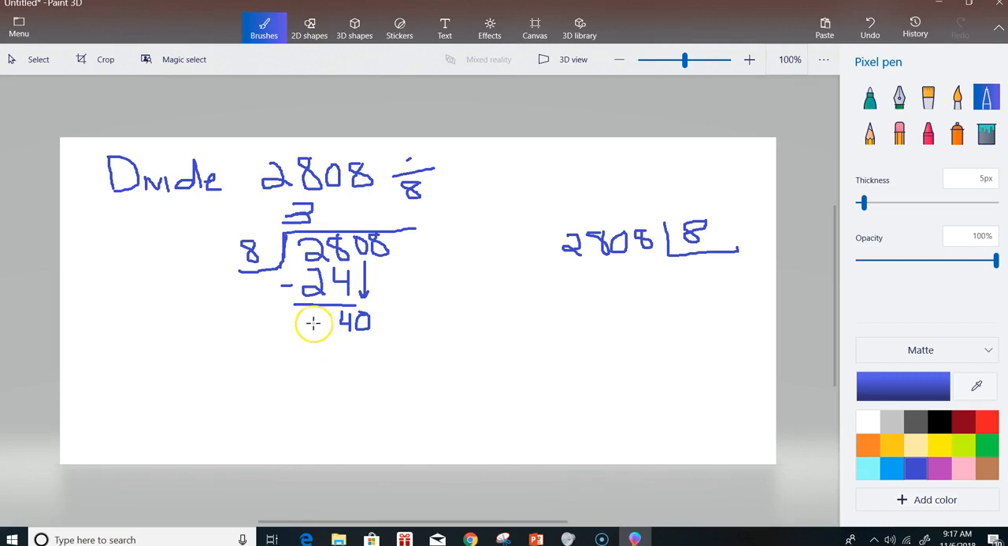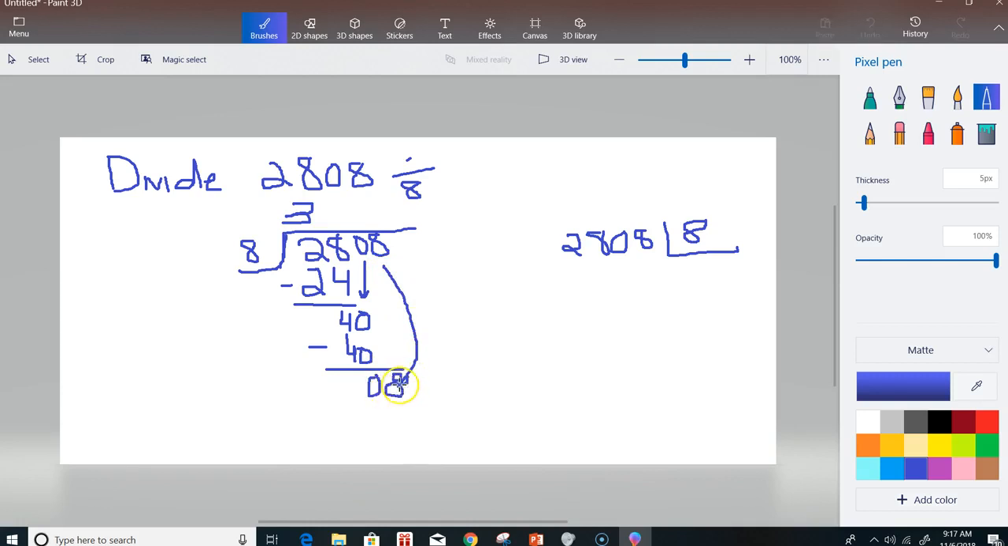So we want to know how many times we have to multiply 8 to make 40. Or the other way around, how many times does 8 go into 40? And that will be 5. 5 times 8 is 40. 40 minus 40 will be 0. But wait, we haven't finished yet. We still have to bring the next number down.